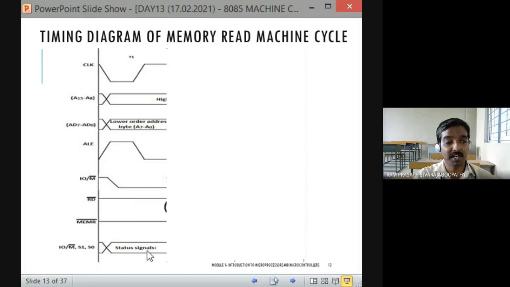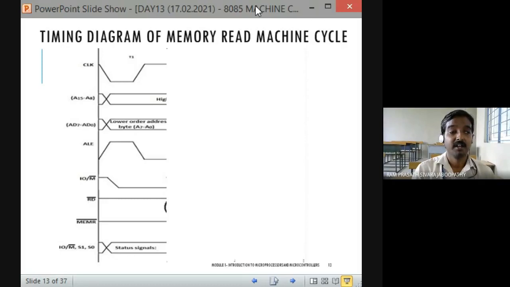What about the status signals during the memory read operation? What is the status of IO/M bar, S1 and S0? Yes, very good, Shivakumar. IO/M bar is 0, S1 is 1, S0 is 0. Very good. So that's about the status signals.